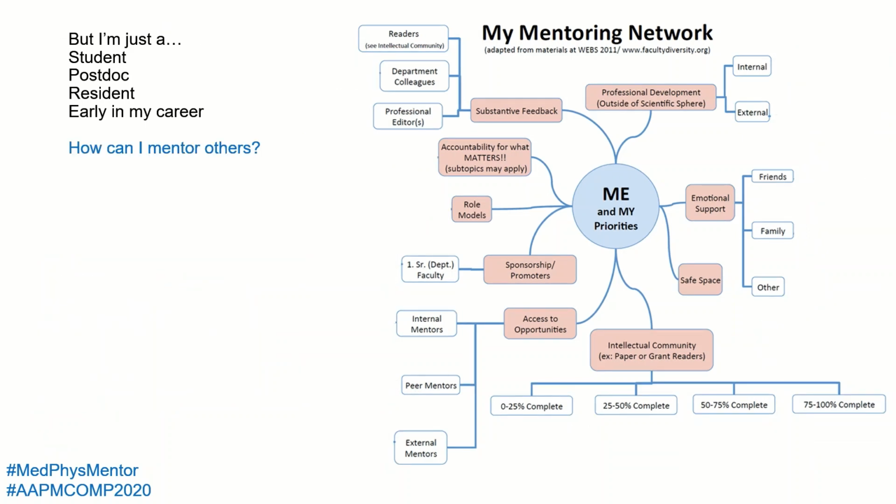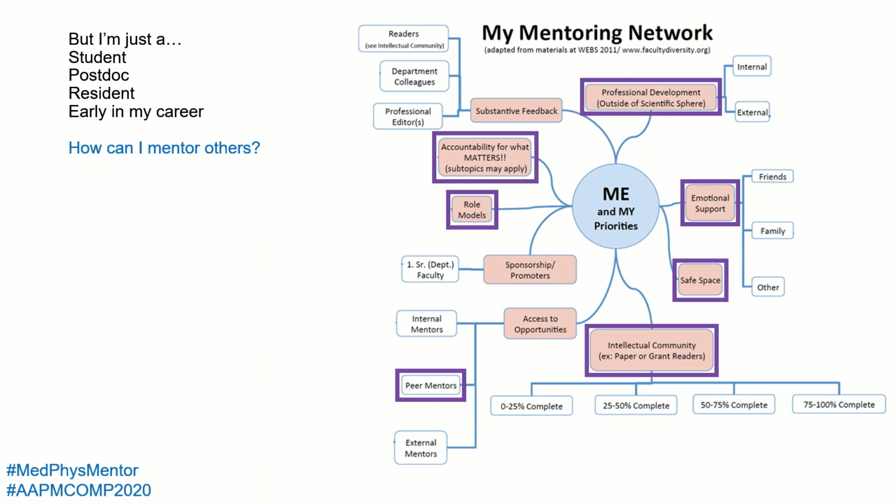Because I'm a student, I have largely presented this from the mentee's point of view. I want to stress, however, that just because you're a student, postdoc, resident, or someone early in their career, you can still mentor others. The most obvious example of these would be peer mentors, because when you come across an opportunity, you know how badly your fellow students, postdocs, residents, or early career people could really use that opportunity.